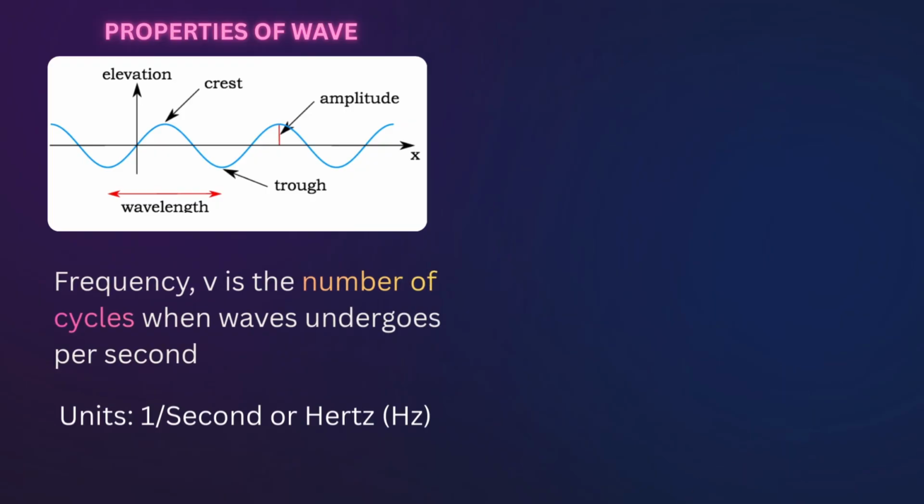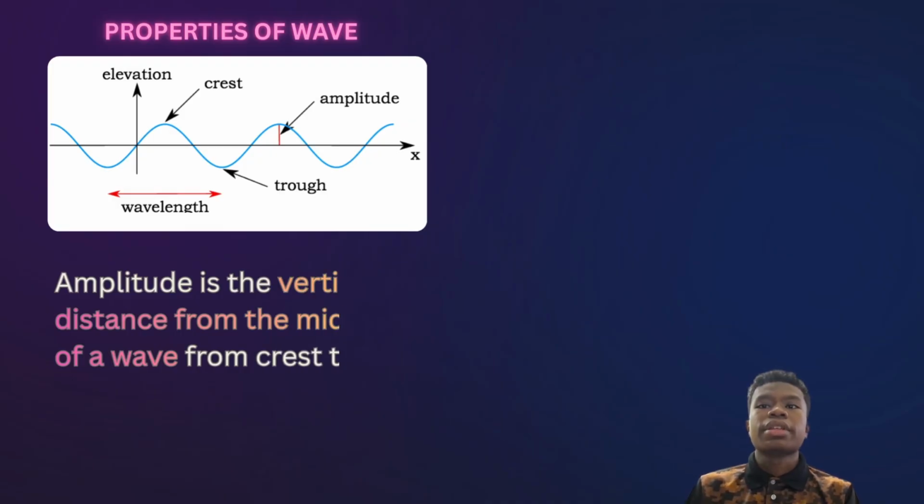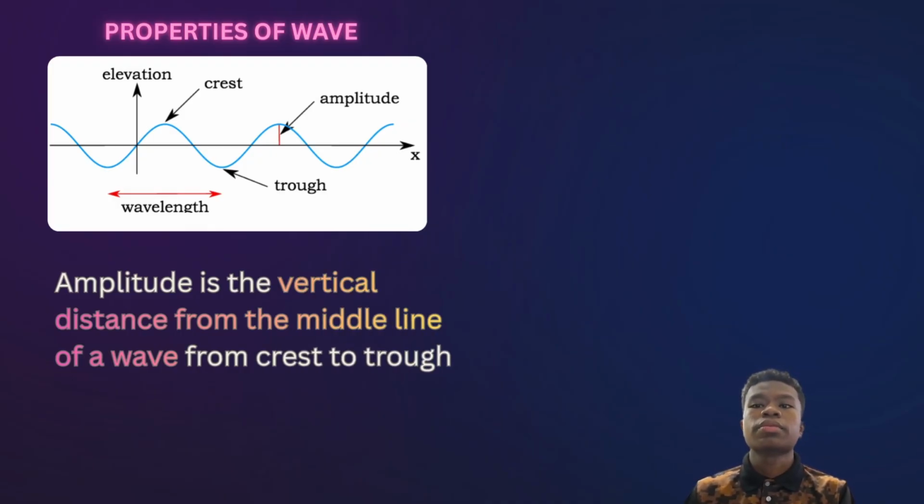The unit is in. Amplitude is the vertical distance from the middle line of a wave to the crest or trough.